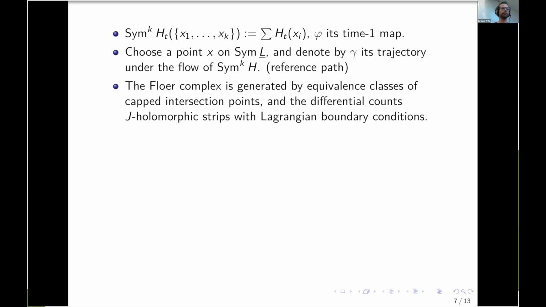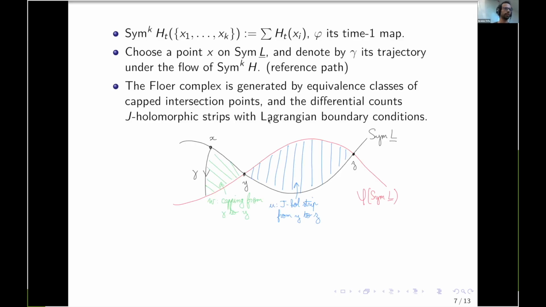And the Floer complex will be generated by equivalence classes of capped intersection points between sim L and its image, and the differential will count J-holomorphic strips with Lagrangian boundary conditions. So I drew a picture here. I have my point X that I choose on the Lagrangian. So here is sim L, its image phi of sim L. I have this point X and its trajectory gamma. And so the generators are intersection points Y together with a capping from gamma to Y that you can see here in green. And the differential counts strips from a capped intersection point Y to Z, for instance, here.